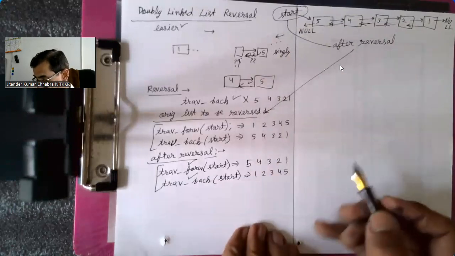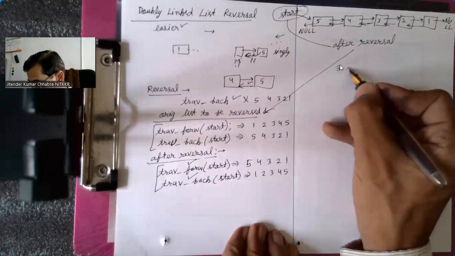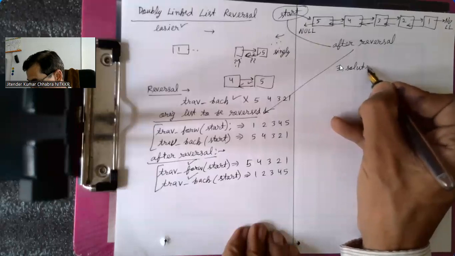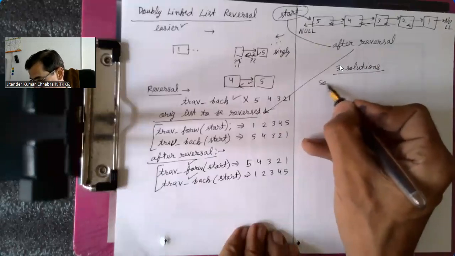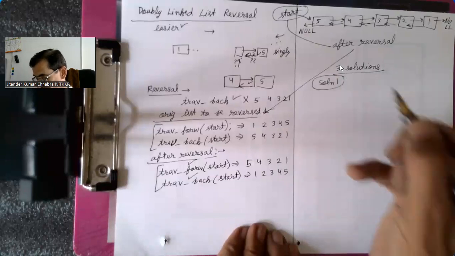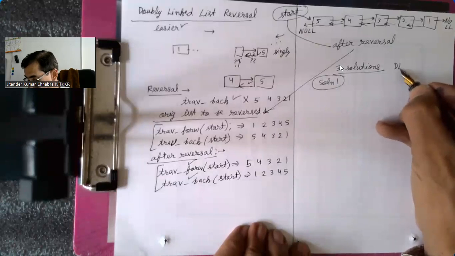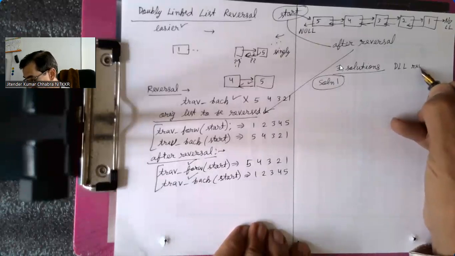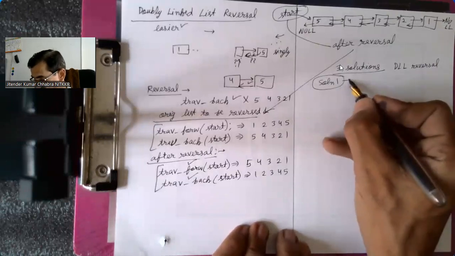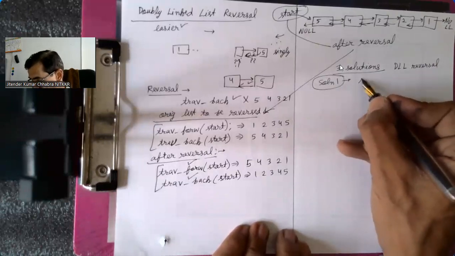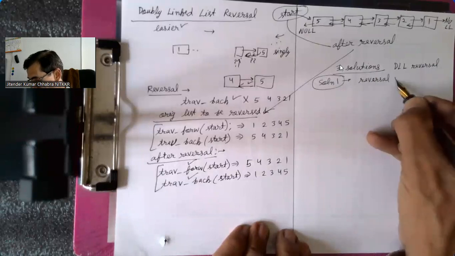But I say now, this is much easier. In fact, I can think of 3 solutions. Probably you can think of more than that. First solution. For doubly linked list reversal, there could be many ways, and I'm going to discuss some of these. First solution, I'll say reversal via values exchange.